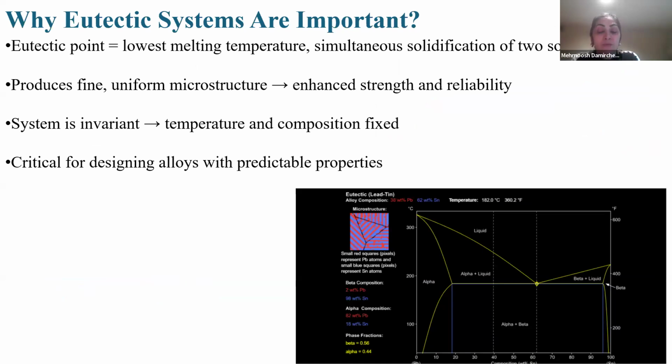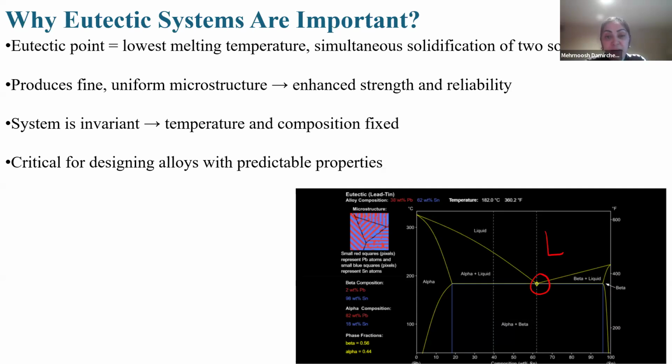Why eutectic systems are important? Eutectic systems are so crucial because they define the specific compositions and the temperatures at which liquid phase simultaneously transform into two solid phases. This point, known as eutectic point, if I want to show you in this phase diagram, here is the eutectic point.